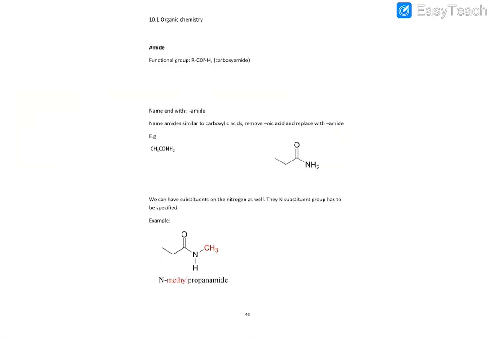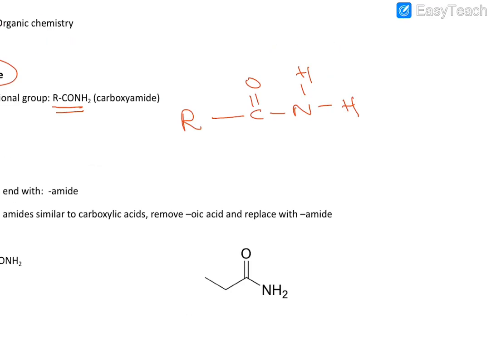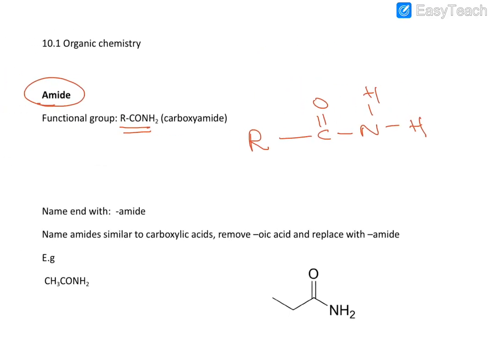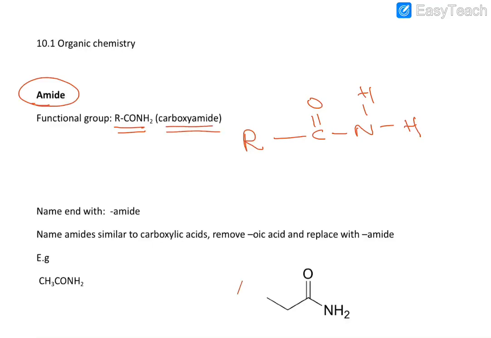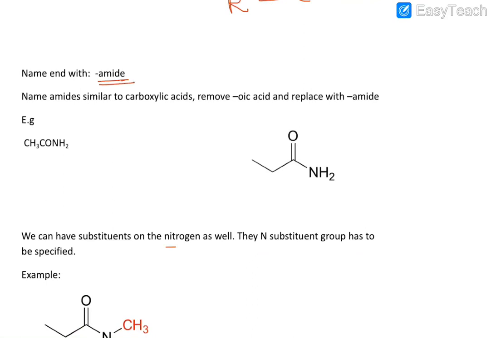The next class of compound is amide. So for amide, you're going to have the functional group CO and then NH2 here, and this is attached to an R group. And the name of this functional group is carboxyamide. So the name ends with amide, and when you're naming amides, it's similar to naming of carboxylic acids. So instead of writing propanoic acid, it will be propanamide.